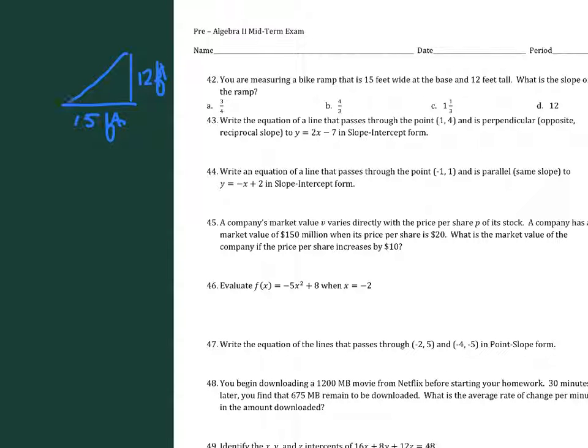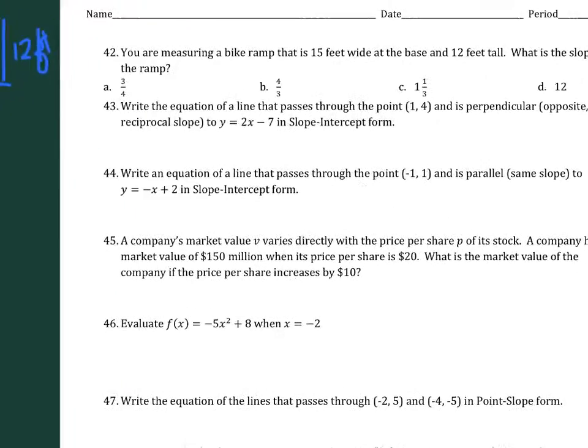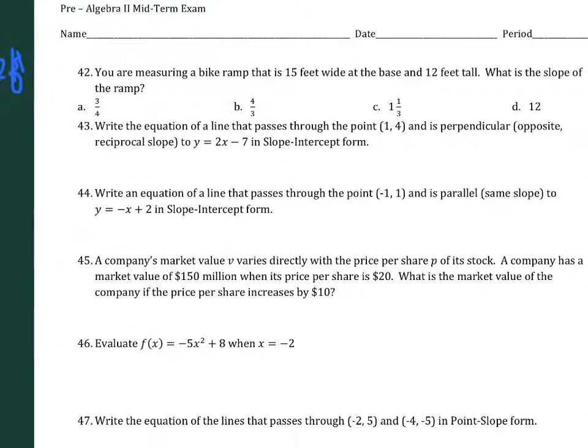We want to know what's the slope. Remember, slope is always rise over run. Okay? So you have to divide those out. You got 4 choices here in the paper. Okay? So slope 3/4, 4/3, 1 1/3, or 12.